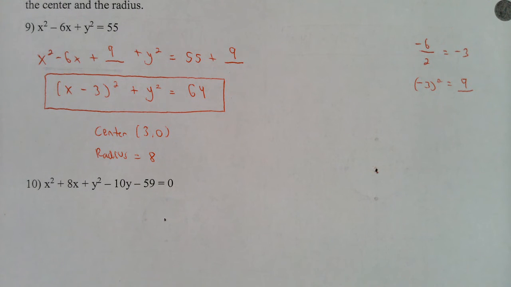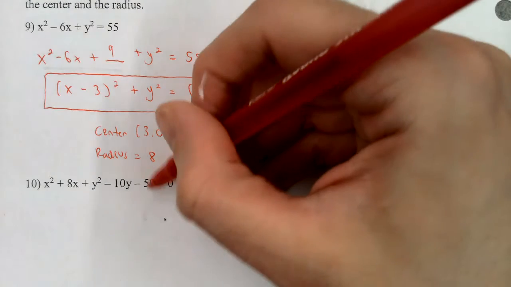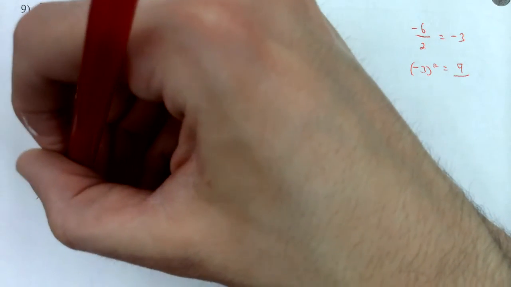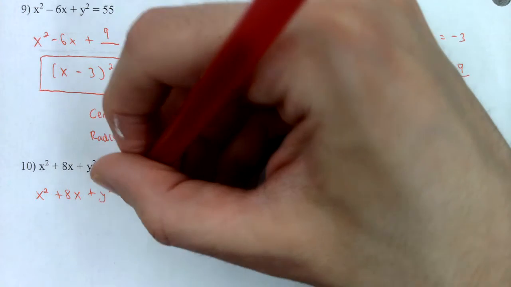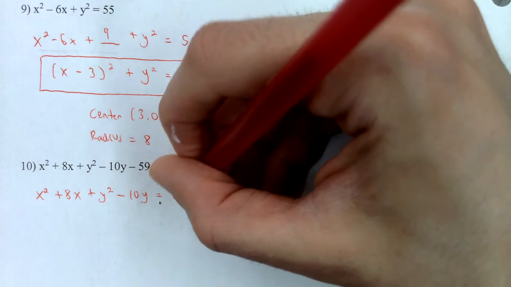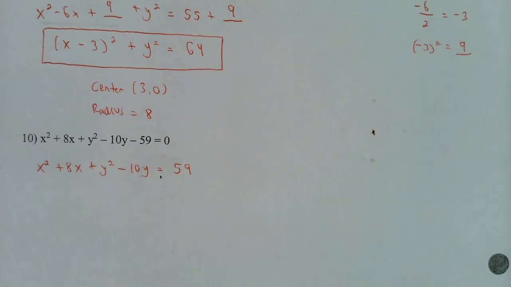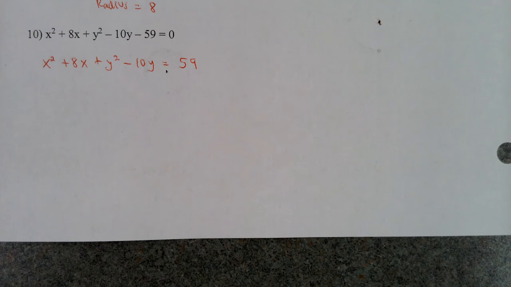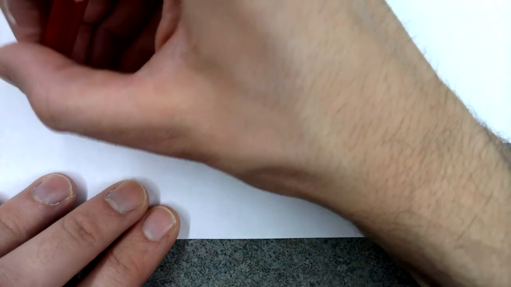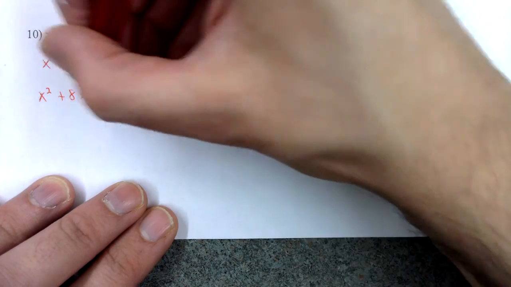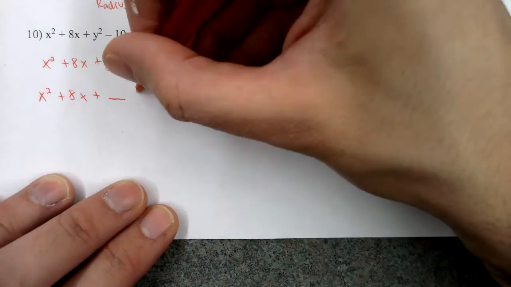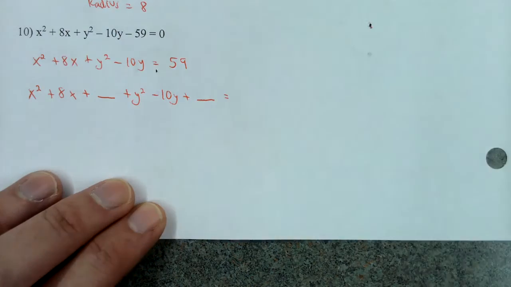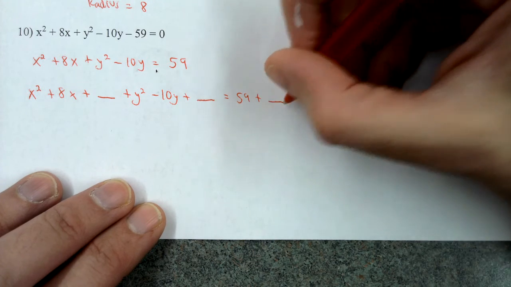Number 10. Let's bring the 59 over to the other side. It has to be on the other side. X squared plus 8x plus y squared minus 10y equals 59. After the linear terms, in this case the 8x and -10y, you're going to put a plus blank. So x squared plus 8x plus blank plus y squared minus 10y plus blank equals 59 plus blank plus blank.